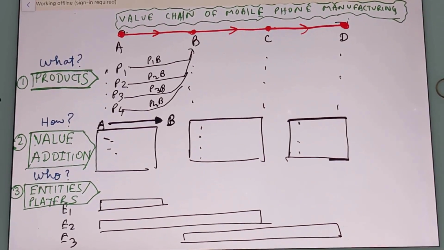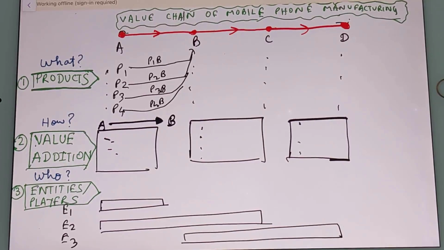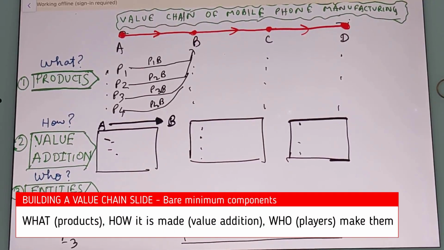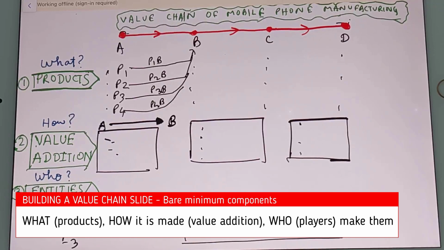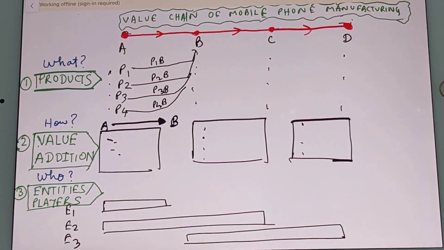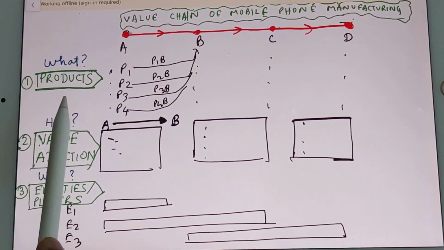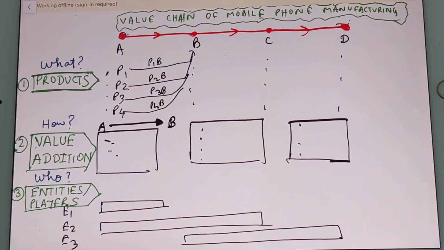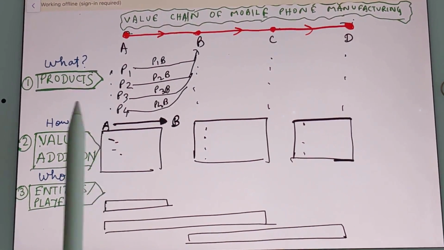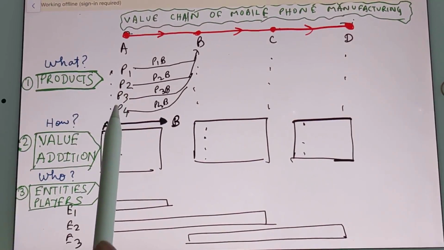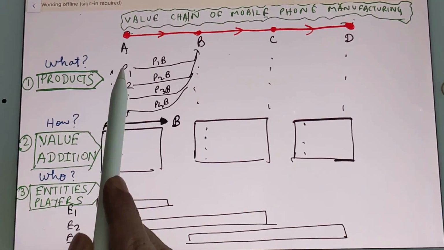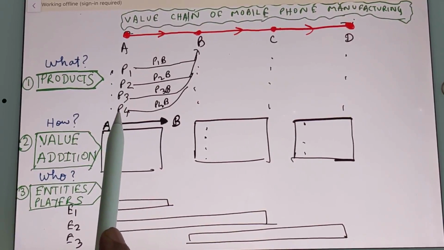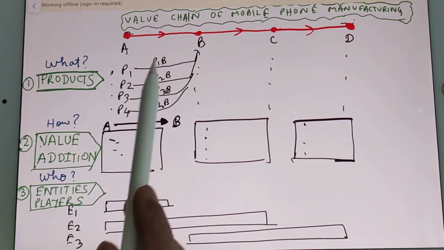Now that you know what the term value chain is, how do we represent it in the simplest form? What are the basic components of a value chain? I'm taking again the example of the value chain of mobile manufacturing. Here, what are the products involved? If you're making glass, which is the front part of a mobile phone, there are components involved. There is silica involved to make the glass. So you list down the products that are involved in making that component B.